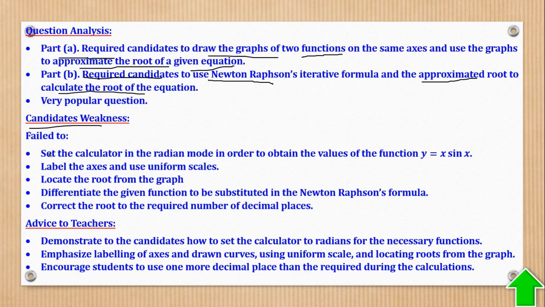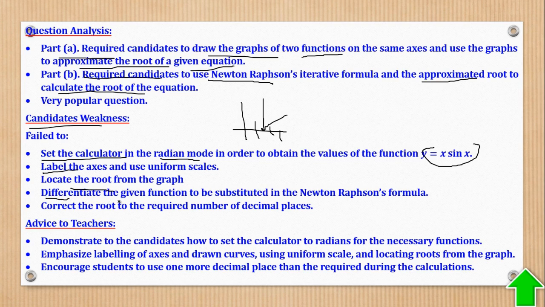However, candidates failed to set the calculator in radian mode. So the calculator must be in radians for you to get this value of the function, and also in the substitution of Newton-Raphson method. Then 2, they failed to label axes and also to use a uniform scale. So axes must be labeled both horizontal and vertical, and the scale has to be uniform. Then also they failed to locate the root from the graph. So on the very graph, the point of intersection is where you locate the root. So the root must be written on the graph paper.